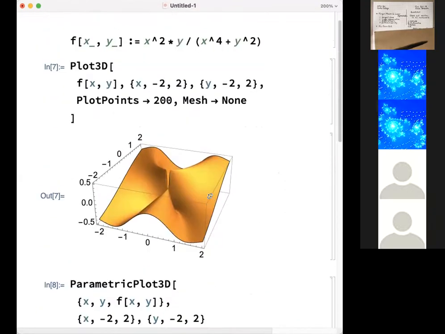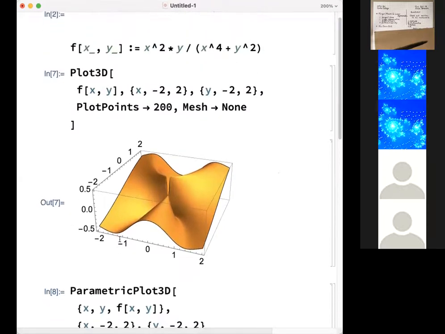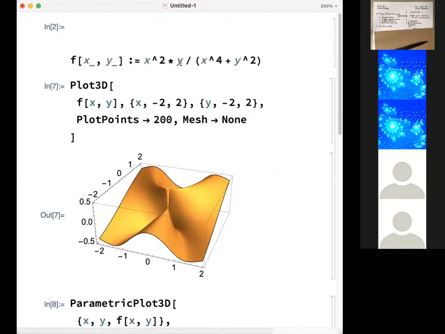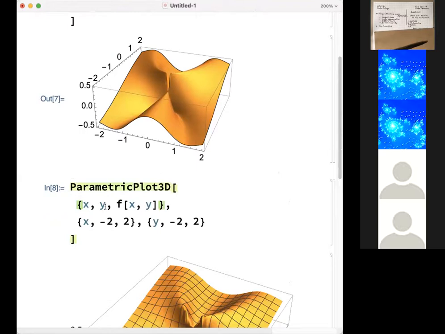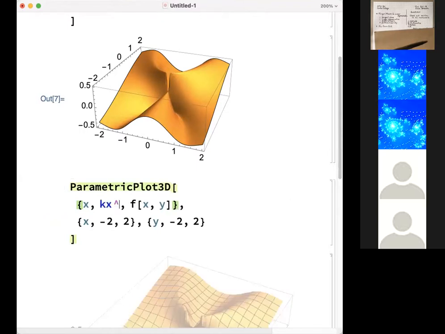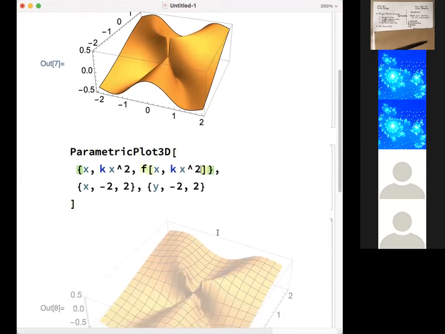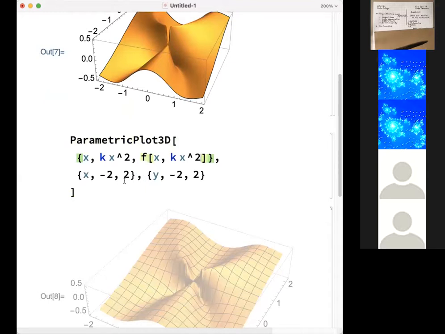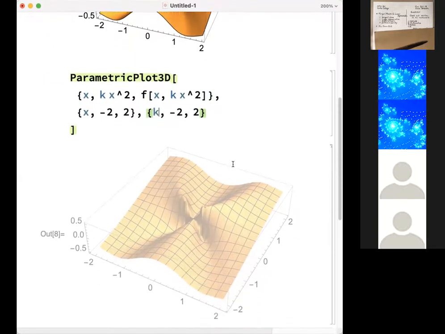I won't improve this with the mesh and the plot points yet, but if parabolas are the key, and I suspect y equals x squared, 2x squared, 3x squared, those are the key parabolas, then what I should do is replace the y with kx squared. Now remember, when I write kx squared with no space, Mathematica thinks it's a new variable called kx. So I want k times x squared, or k space x squared. And then I replace the y with k space x squared. And now I am parameterizing the surface based on parabolas, but not x and y anymore. Now it's x and k. So I should run the k's from a certain value to a certain value. Let's see what happens. The first result is not desirable.